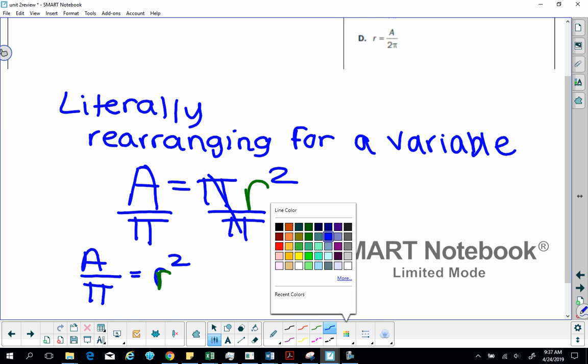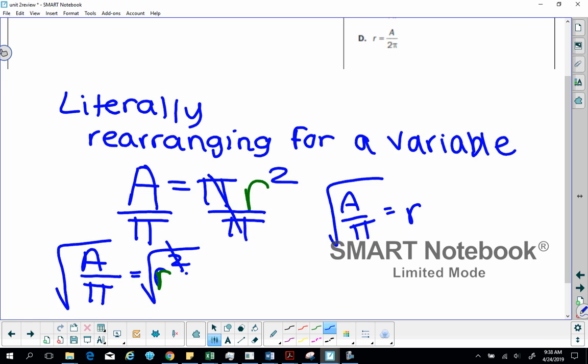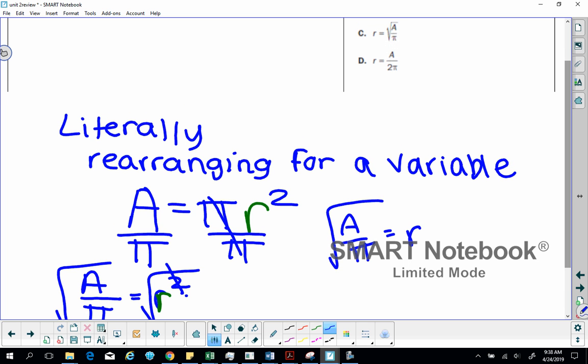Oh, square. Well, this is square, so what's the opposite? Oh. Square root, or radicals, yes. Well, we just went over radicals. Radical gets rid of a square. So if you didn't remember that, make sure to write it down. So that would be my answer. Radical A over pi equals R. And although it looks funky, that's all we're doing here. We're just rearranging for an answer. Does that make sense?